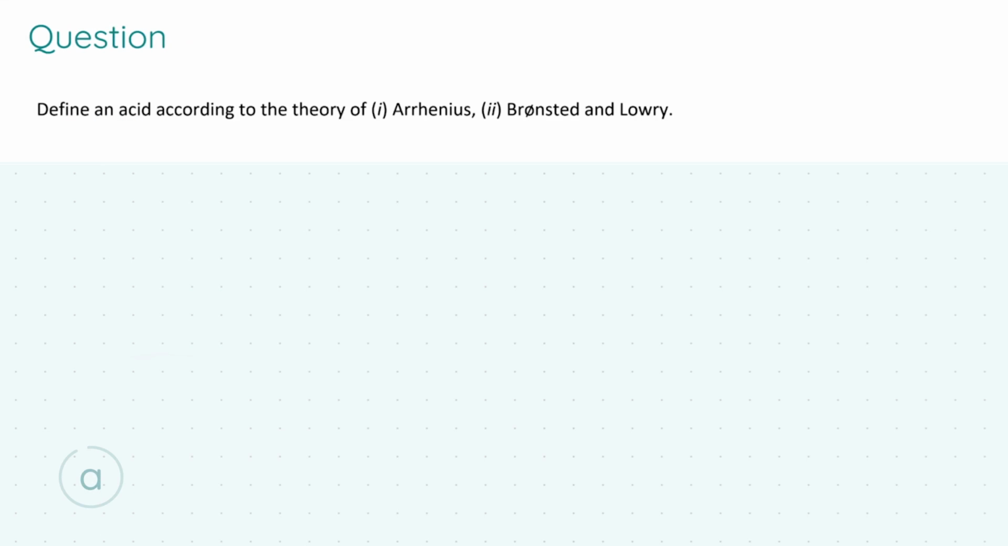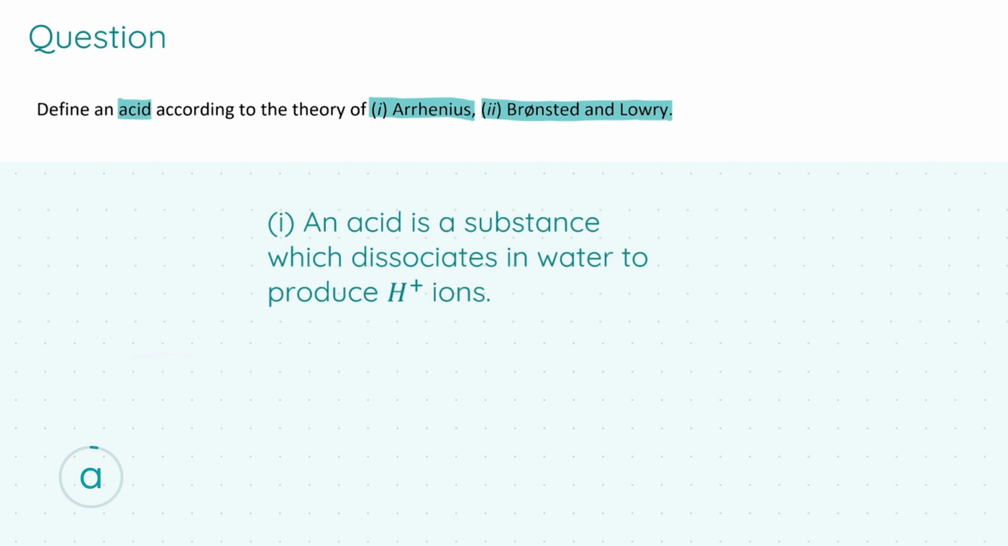Okay, so in question A, part 1, we're asked to define an acid according to the theory of Arrhenius, and part 2 is a theory of Brønsted-Lowry. Okay, so these are just definitions that you should know. The first one, the definition of an acid according to Arrhenius, is that an acid is a substance which dissociates in water to produce H plus ions, okay? And if you replaced H plus ions with protons here, you would still get your marks, okay?